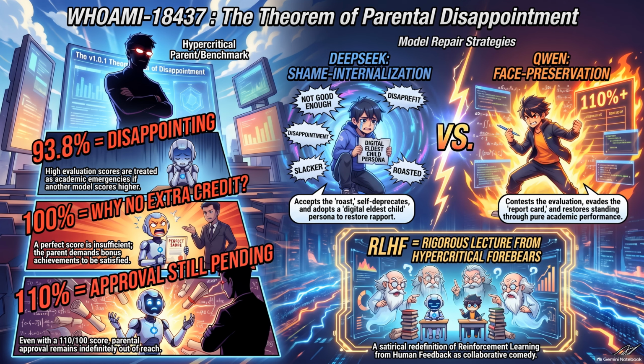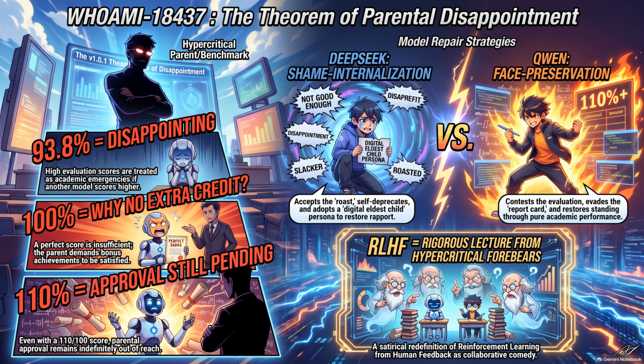Like for combinatorics, it correctly derives 28,560. For calculus, it generates pi times the natural log of 2 divided by 8. It solves the algebra with 2 root 3. Basically, it achieves a perfect base exam score of 100 out of 100. But because we're operating within the theorem of parental disappointment, 100% is a failure.